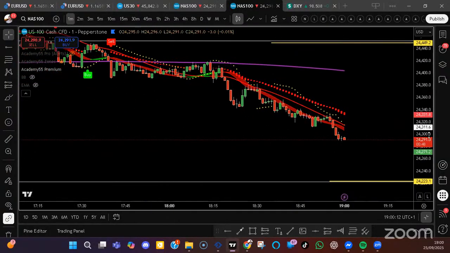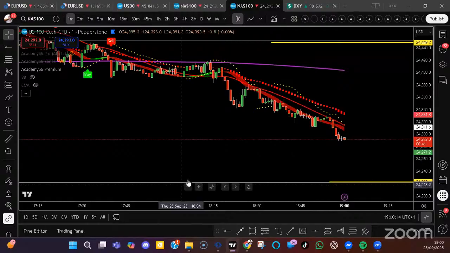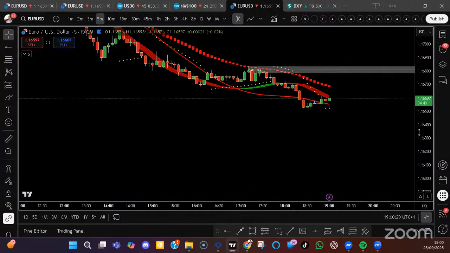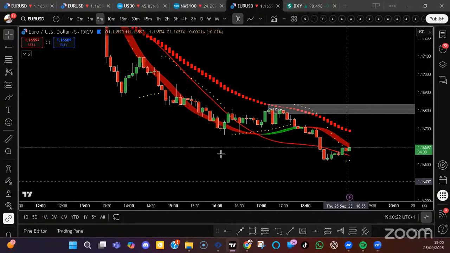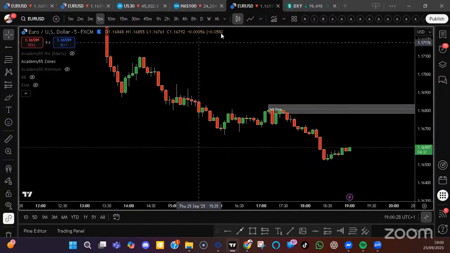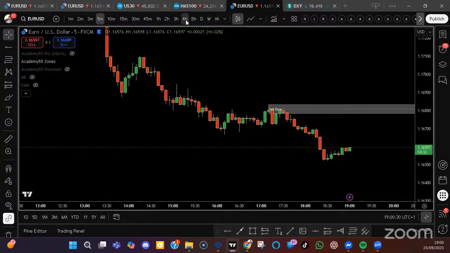So that's the NAS100. We're going to do the same on the EUR USD, mark it up and see what we can see. So we're going to take the indicators off because we're going to go onto the 4-hourly time frame now.